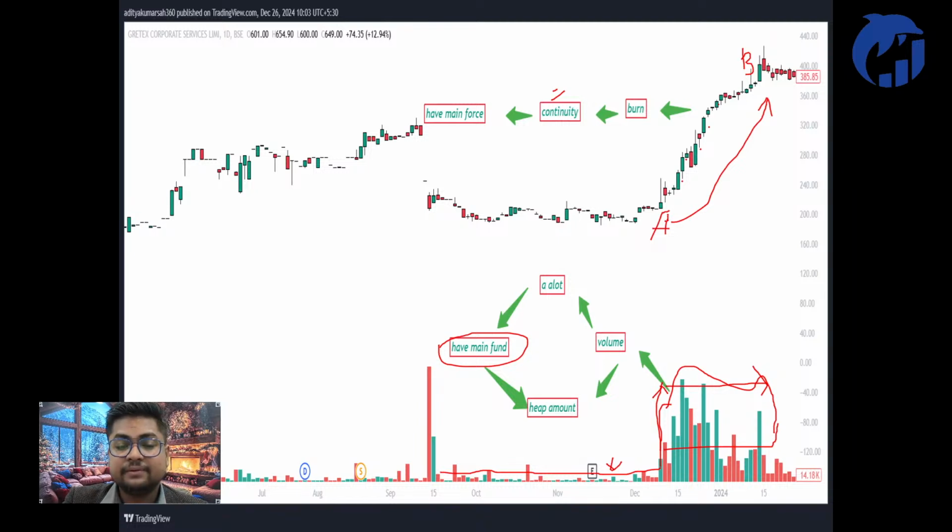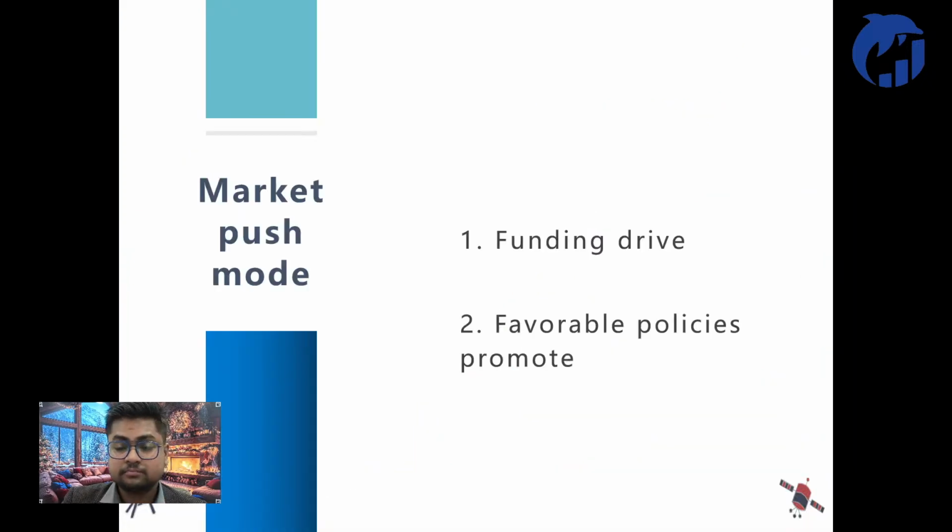We were trying to make you understand how we can recognize the presence of main funds, because the volume has shot up to many levels, by 10 to 20x. So the volume is creating a very good signal. Talking about funding, we were discussing the funding drive and the market push mode.